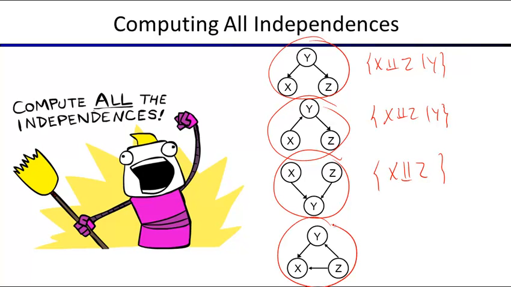This one here. Nothing. There are no conditional independencies that we can read off from the graph. You could do this for all graphs that you can design over triples. Yes?